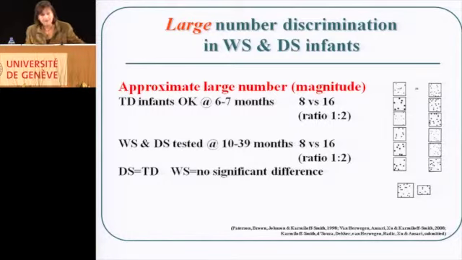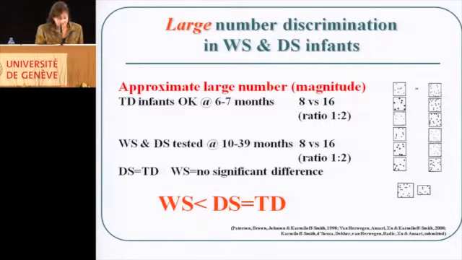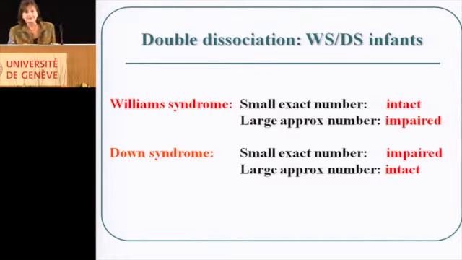It's more difficult. Again, we tested a group of infants between 10 and 39 months, and this time it was the Down syndrome infants who looked exactly like the typically developing controls, and the Williams syndrome infants who found it difficult. So, a different pattern. So what we have so far, if I'm a nativist, is a double dissociation. In Williams syndrome, small exact number is intact, and I'm purposely using these terms, and large approximate number is impaired. And in Down syndrome, small exact number is impaired, and large approximate number is intact.